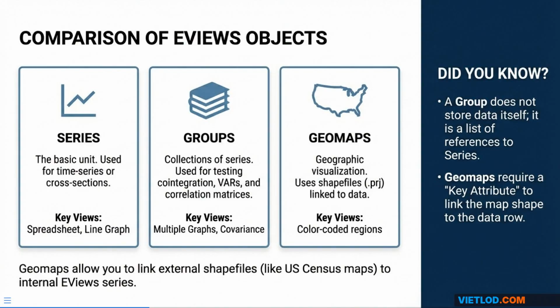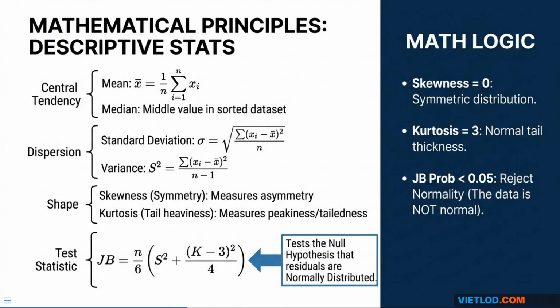They work by linking data from your EViews series to external map files, called shapefiles, .prj. This requires a key attribute, like a state name or country code, to match the data row to the correct map shape.